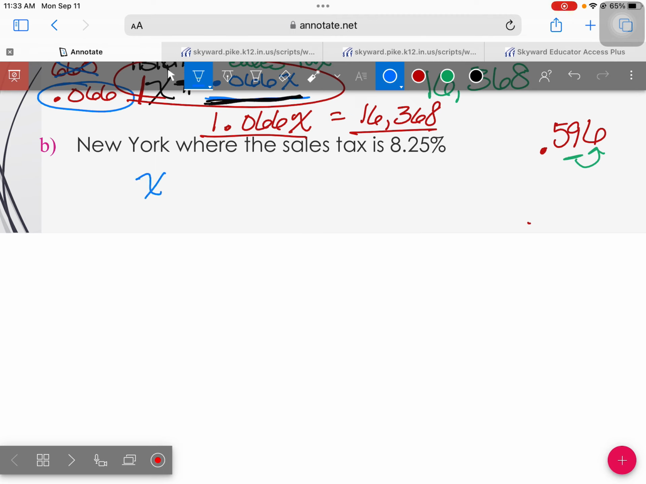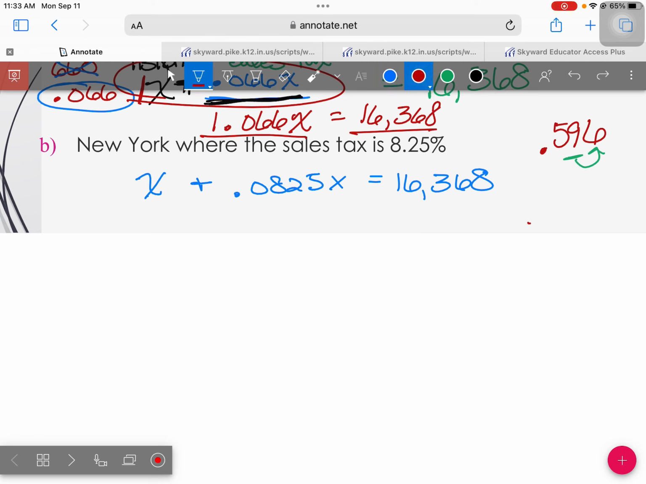X plus 0.0825x equals 16,360. Did I write that right? Yes. What do you guys think about that? Yeah, X is your list price. List price plus the tax gives us the total.